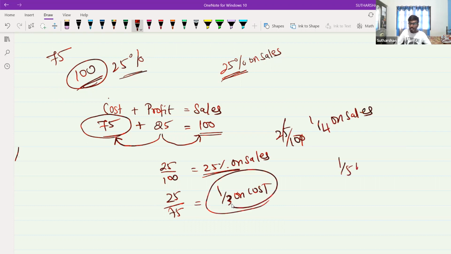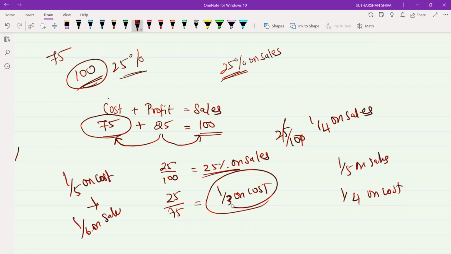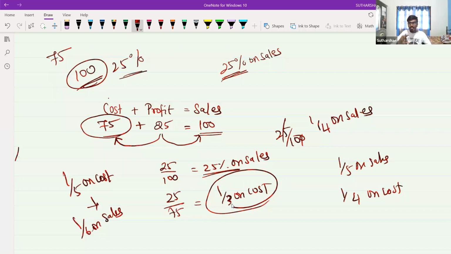Suppose 1 by 5 on sale is 1 by 4 on cost. 1 by 5 on cost is 1 by 6 on sale. For the numerator, you just add 1 to the number. This is how the concept works, as I taught you. This will help you in your CA Foundation sale or return chapter.